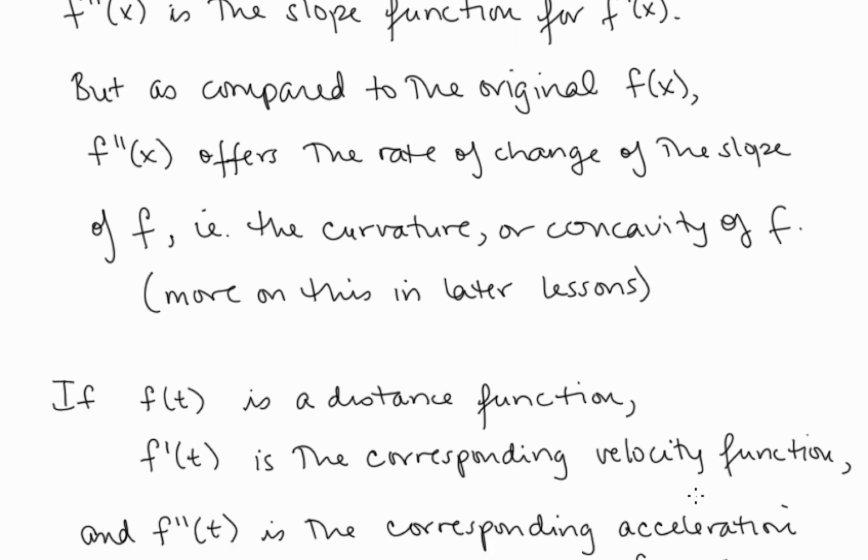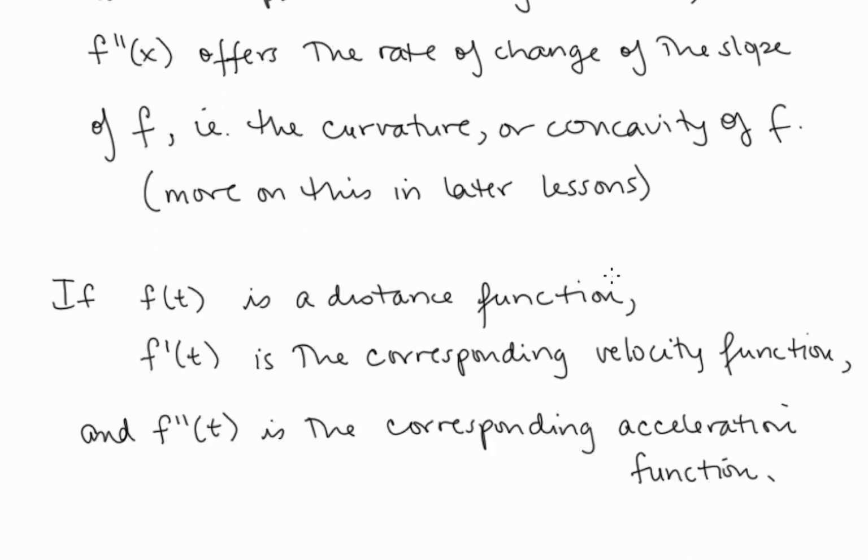But also note, if f of t is a distance function, we saw in the last lesson that f prime gave us velocity, so f prime of t is the corresponding velocity function. And in this case, f double prime of t is the corresponding acceleration function.